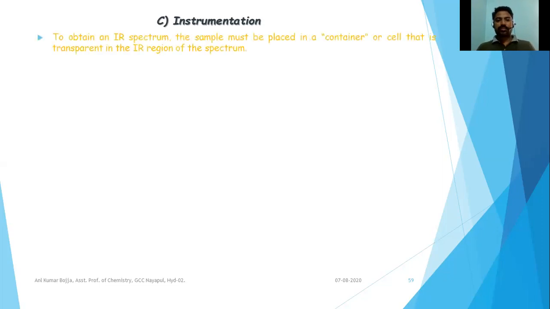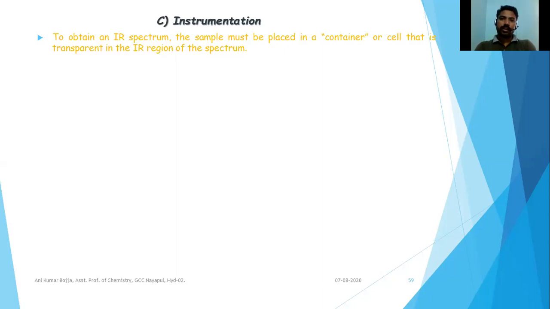To obtain the IR spectrum, the sample must be placed in a container. Here, the pure sample that we have prepared through a chemical reaction will be placed in between KBr or KCl, potassium bromide or sodium chloride pellets. The compound has to be placed in the container or cells that are transparent in the IR region of the spectrum.